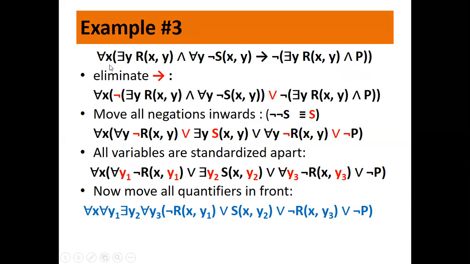Now, for all x, there exists y, R of xy, and for all y, negation of S(x, y) implies negation of there exists y, R of xy, and P. This is a WFF given, and you need to convert this statement into prenex normal form, right? So what we'll concentrate on: does it have any implication or biconditional connective? It has an implication connective, so we'll eliminate it.